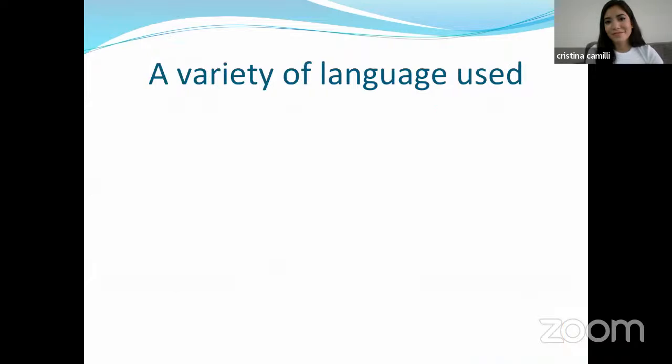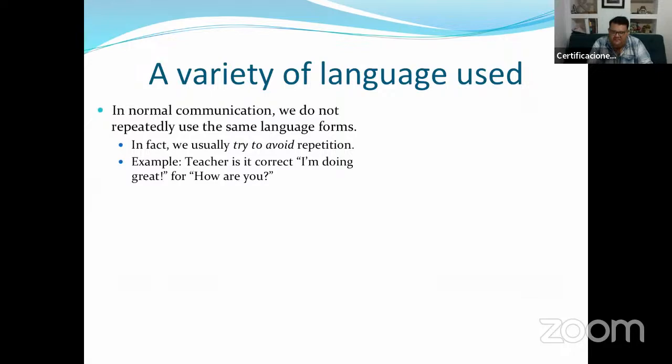Can you read this? In normal communication, we do not repeatedly use the same language forms. In fact, we usually try to avoid repetition. Example: teacher, is it correct to say I'm doing great for how are you? Instead of saying fine, I want to say I'm doing great. Would that be okay?